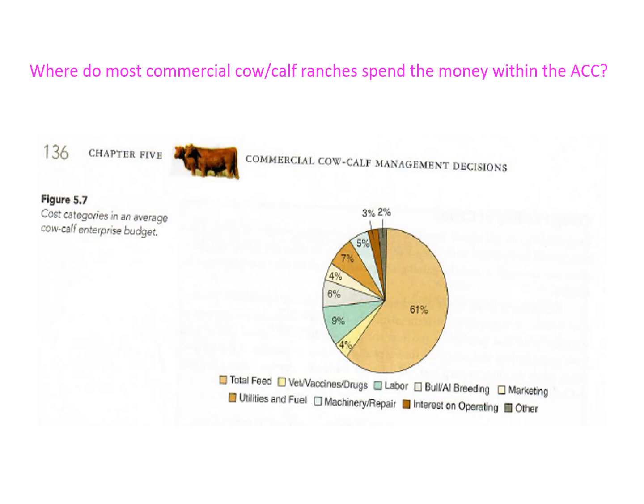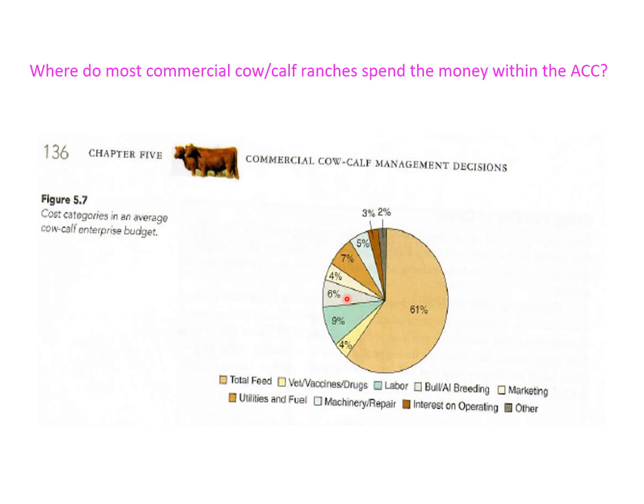I thought you might be curious where most commercial cow-calf ranches spend the money within the annual cow cost. I really like this pie chart. It shows us that the bulk of our annual cow cost is dedicated to feed, and that would be feed, grain, hay, protein tubs, range cubes, and mineral. 61% of our annual cow costs pretty much go to feed. 4% is vet, vaccine, and drugs. 9%, a little bit more, is labor.